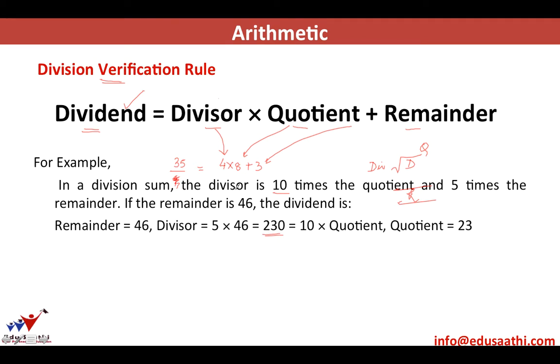And the divisor is 10 times the quotient. So if I just find out the quotient, this is 230, this is 10 times the quotient. This is 10 into quotient, so the quotient that I will get would be 23. I'll have to just form the number. Number would be divisor into quotient plus remainder. This was the divisor, this was the quotient, this was the remainder. So I just multiply all of them and add the remainder to get to my answer.